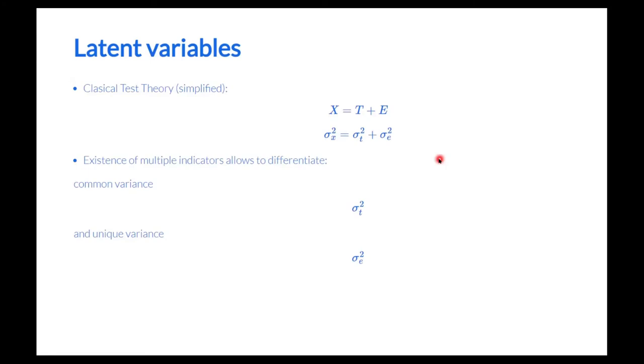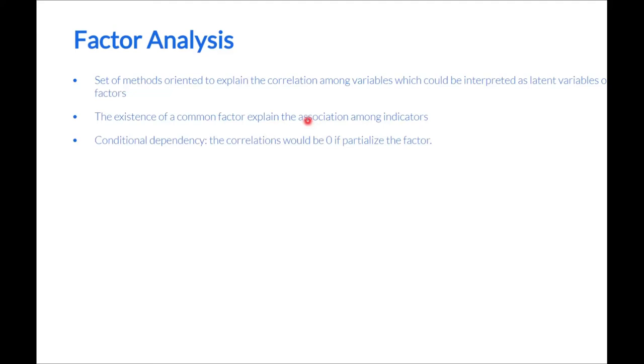Okay, what is the main part of the information? What is factor analysis? This idea of common factor is a set of methods oriented to explain the correlation among variables, which could be interpreted as latent variable factors. The existence of a common factor could explain the association among indicators. This is the typical conditional independence assumption, in which if we partial out the existence of a latent variable or a factor, then the correlation that we can observe among indicators would be zero.